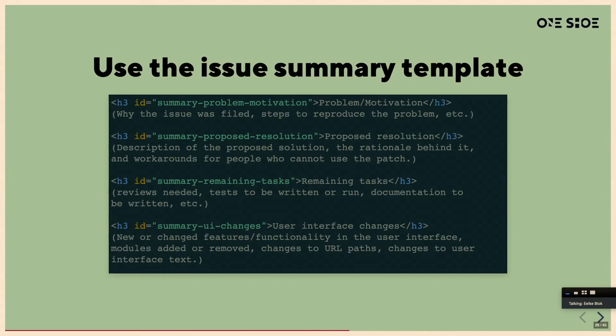Then come a few sections that basically describe what would change if your patch were applied. Changes to the user interface, changes to the API, changes to the data model. Part of this is also a release note snippet. If the issue ends up being in a release, what could be added to the release notes to explain what was changed? And then lastly, if you applied this template to an existing issue, you could leave the original report as created by whoever created the issue originally.